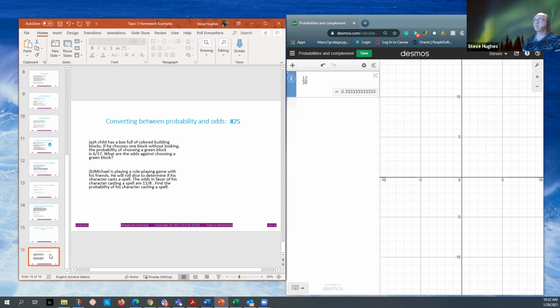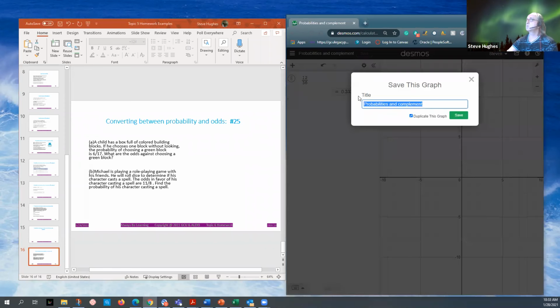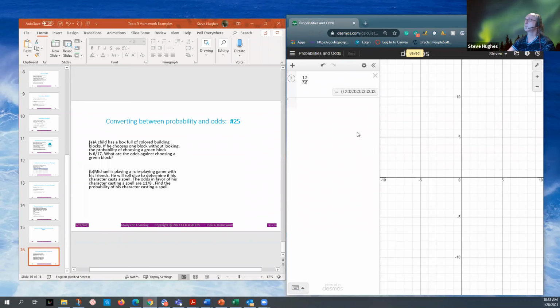All right, converting between probability and odds. I'm going to save this and make a new one called probabilities and odds. Let's do it. It says a child has a box full of colored building blocks. If he chooses one block without looking, the probability of choosing a green block is 6/17. What are the odds against a child choosing a green block?